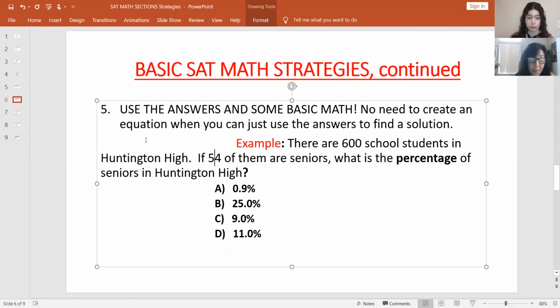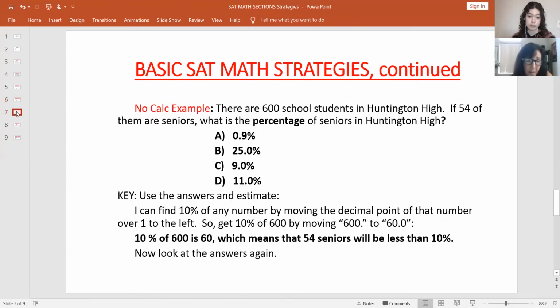This is a no calculator section. So they are expecting you to do this promptly and without error. And I will give you some strategies that you can use to solve this. Okay. No calculator example. Same question. There are 600 students. If 54 of them are seniors, what's the percentage of seniors in Huntington High? Okay. Here's my key here. Use the answers and estimate.